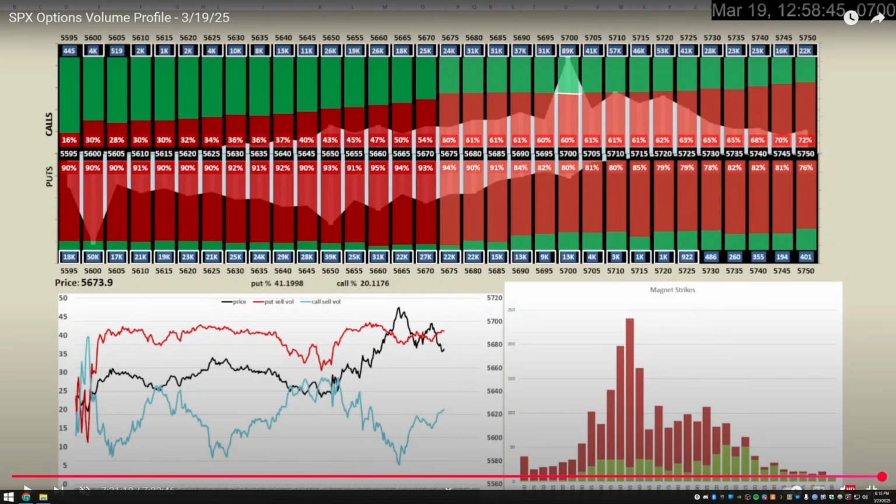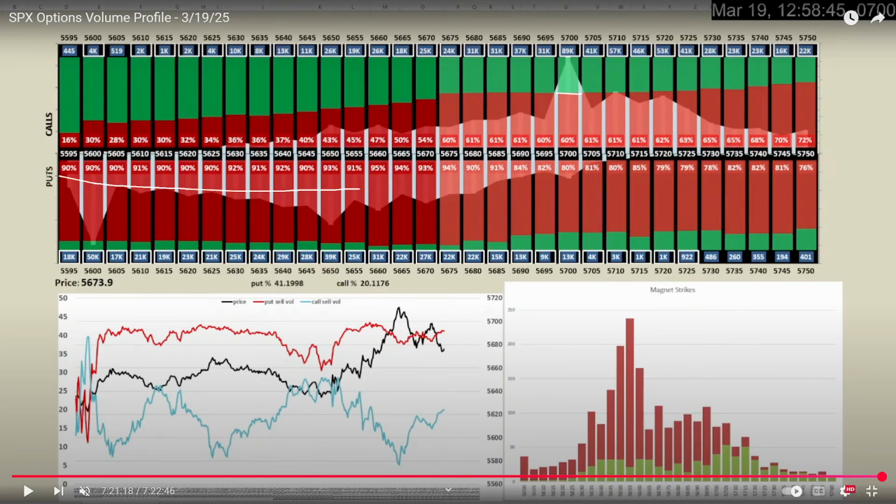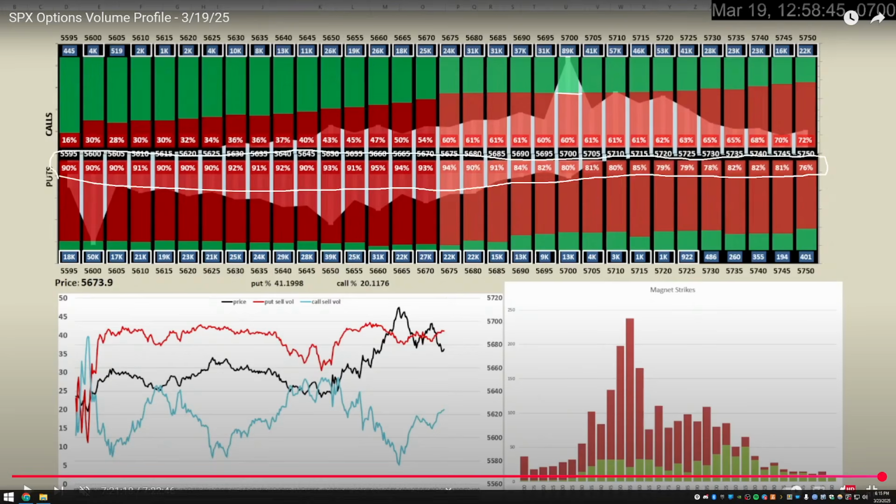And then on the bottom side, it's the same for puts. You can tell this day was mainly driven by call price action because the calls are way more bought than the puts. It's just tons of put selling.